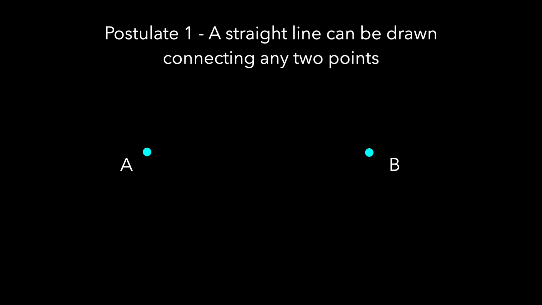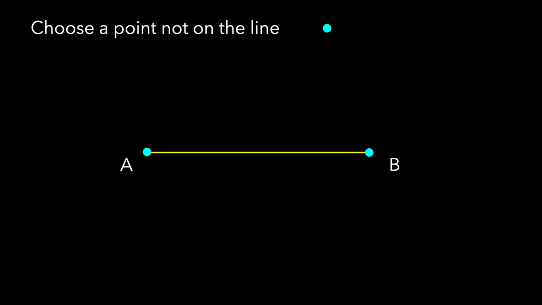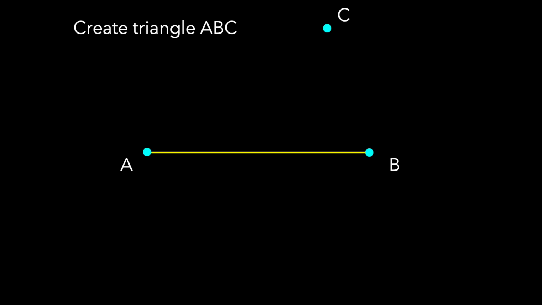It's very unexpected. Let's start with 2 points, A and B, and postulate 1 says, given those 2 points, that a straight line can be drawn connecting them. We'll say more about straight lines next time, but we know what that means. Now, choose a point not on the line, and we're not exploring the parallel postulate, at least not yet, so let's create triangle ABC. And here's the challenge.